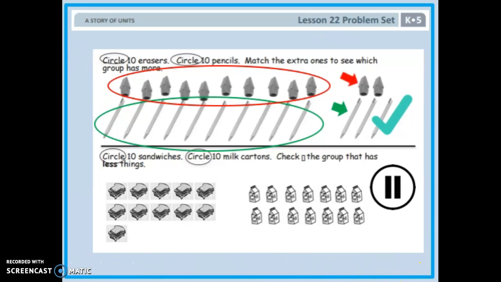Great job. Now that you're done, I want you to compare how many sandwiches are left over and how many milk cartons are left over. This time you're going to circle the group that has less. Remember, less means the one that has a smaller amount, less left over, not as many. And you're going to put a check mark next to that set. If you need more time to work, please press the pause button. Moving on.